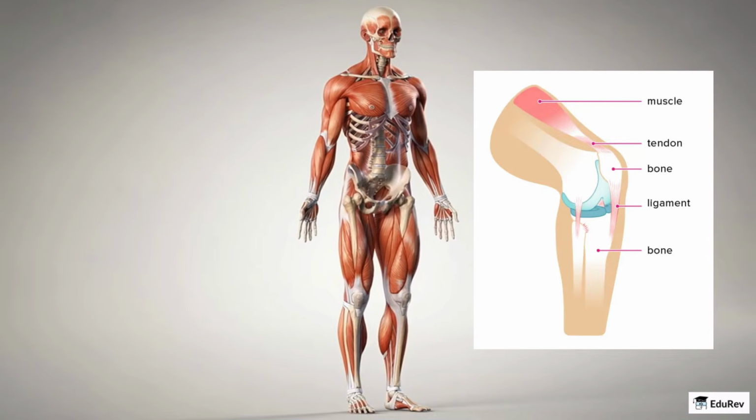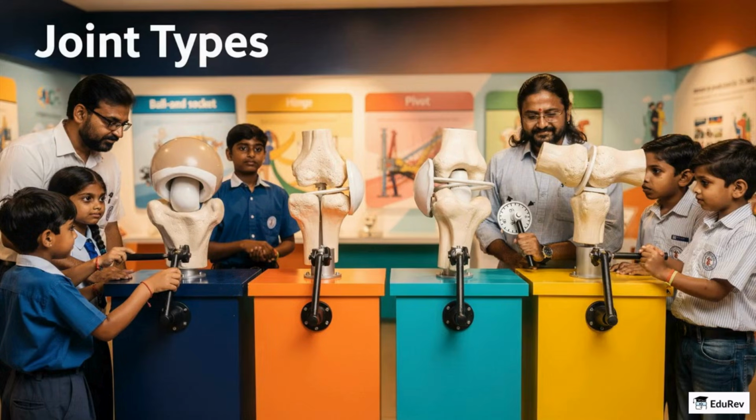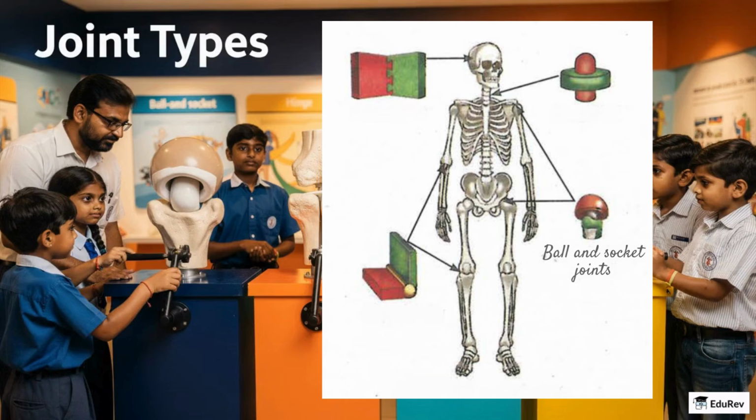The musculoskeletal system combines bones, muscles, joints, tendons, and ligaments to let us stand, move, and protect internal organs, with muscles pulling on bones through tendons. Joints determine the range of motion. Ball and socket joints allow wide circular movement. Hinge joints enable bending and straightening. Pivot joints allow rotation, and fixed joints do not move.